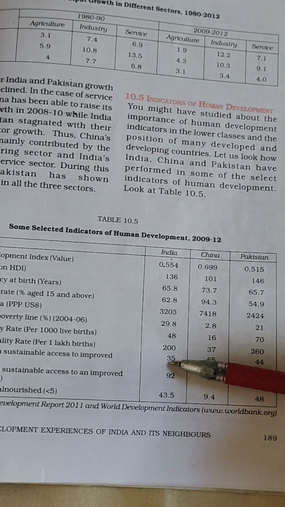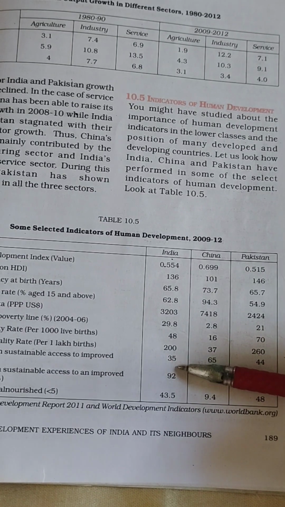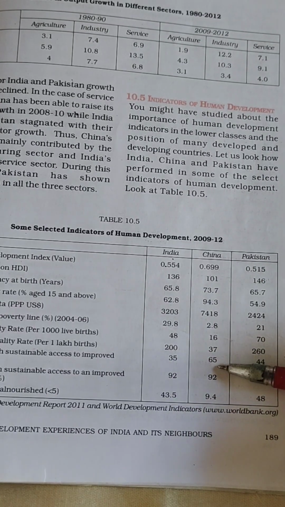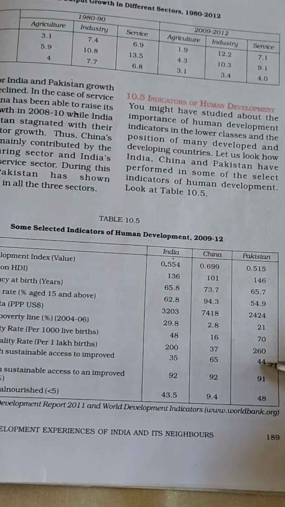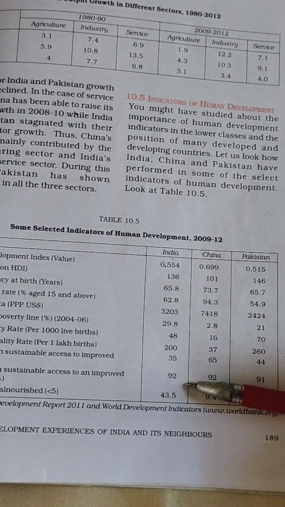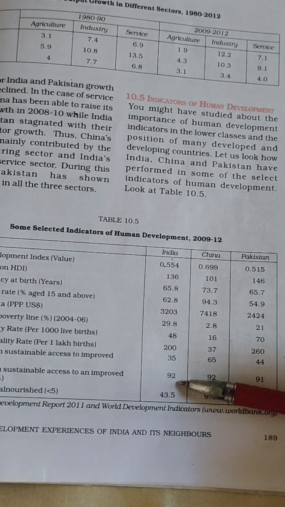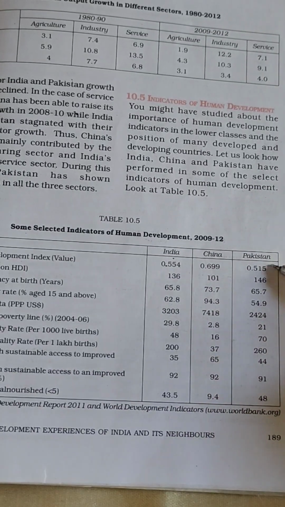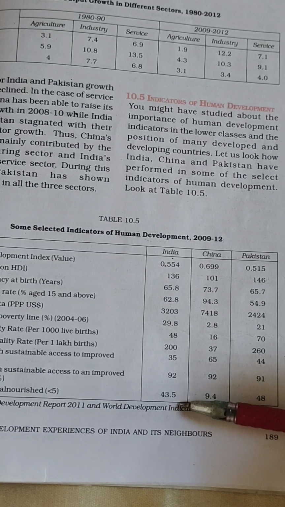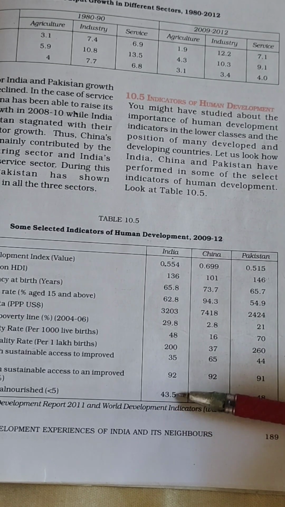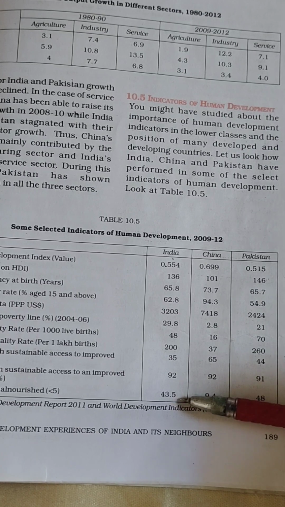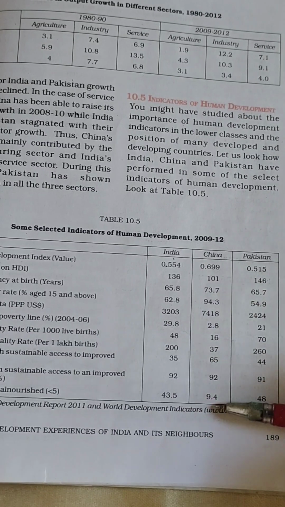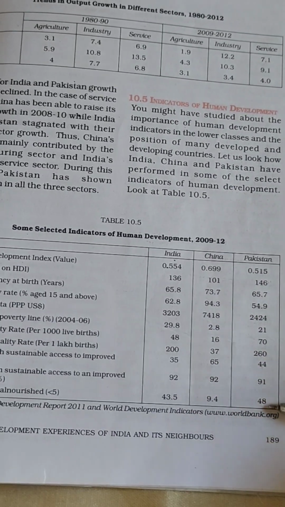Then population with sustainable access to improved sanitation, it is 35% here in India. China is 65%, and Pakistan is 44%. Population with sustainable access to an improved water source, in India it's 92%, China is also 92, and in Pakistan it's 91. And the percentage of children below 5 years who are malnourished is 43.5 here in India. In China, it's as low as 9.4, and in Pakistan, it is 48.